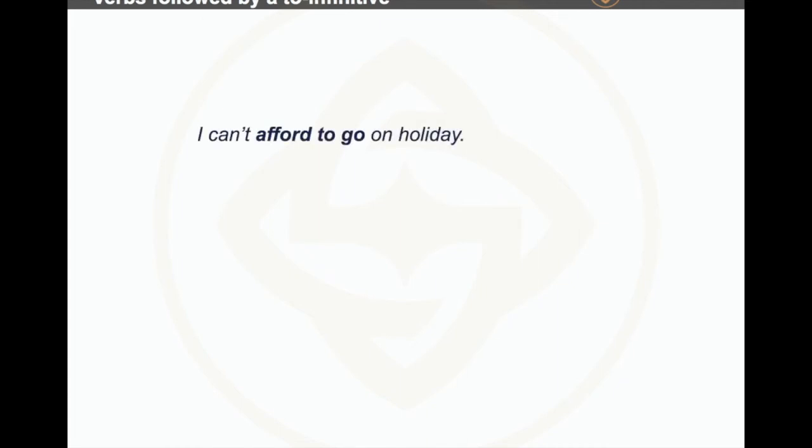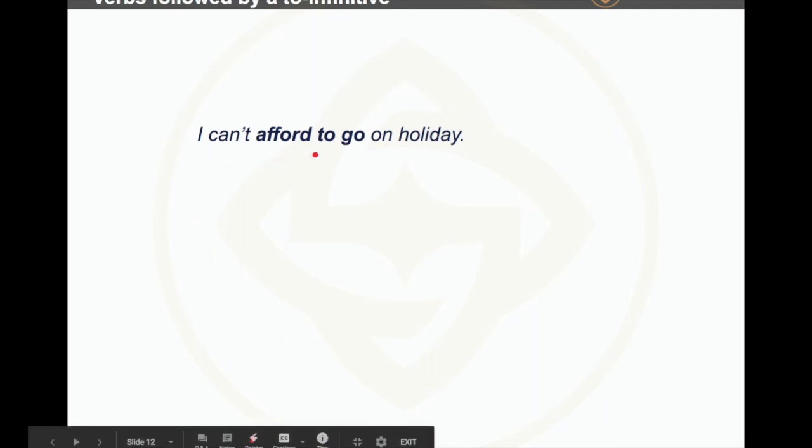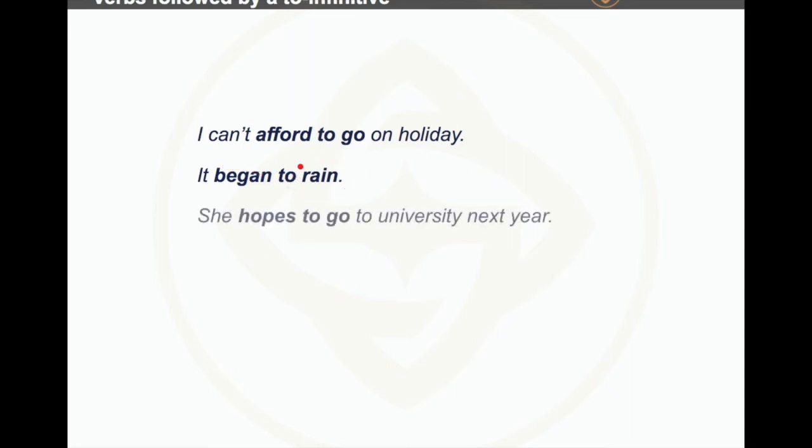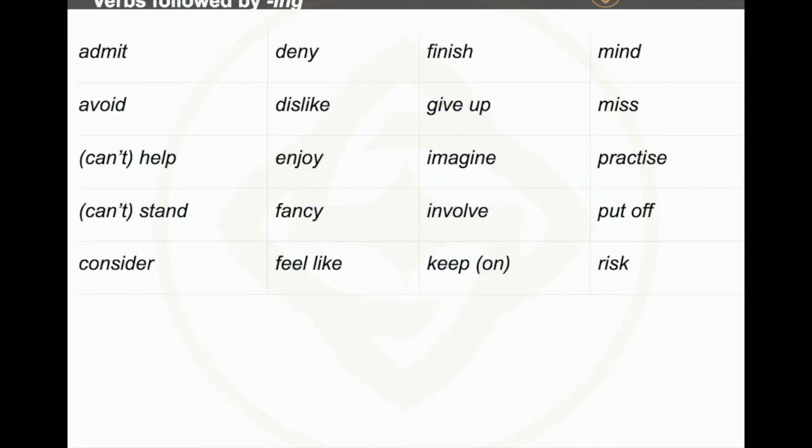I can't afford to go on holidays. Can't afford is the first verb. To go is the second one. I can't afford to go on holiday. It began to rain. She hopes to go to university next year. Did you remember to ring Nigel?